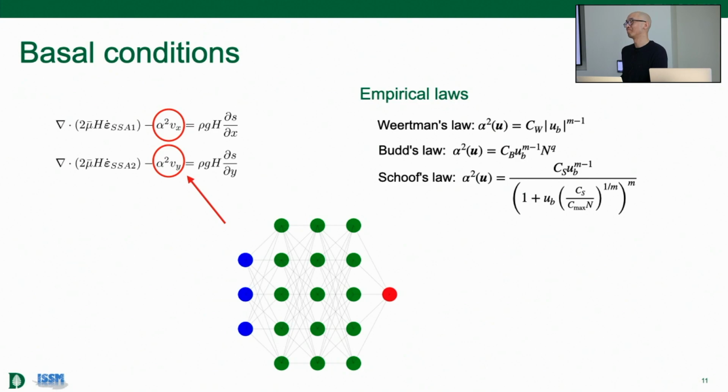And so an important issue here is to have mechanistic models for the basal hydrology, and that turns out to be a much harder problem than modeling the ice flow itself. Anyway, fascinating topic.